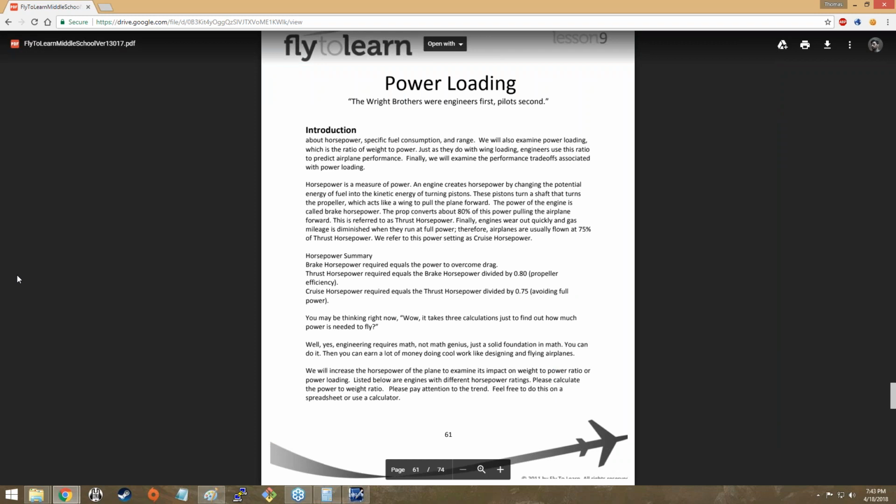The power of the engine is called brake horsepower. The prop converts about 80% of this power into pulling the airplane forward. This is referred to as thrust horsepower. Finally, engines wear out quickly and gas mileage is diminished when they run at full power. Therefore, airplanes are usually flown at about 75% of thrust horsepower. We refer to this power setting as cruise horsepower.